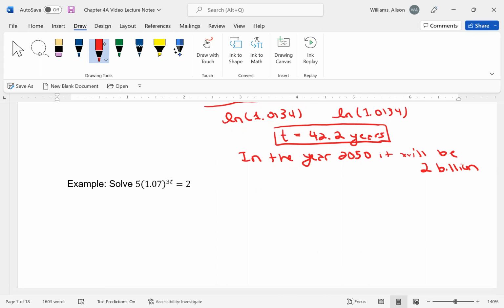Okay, first thing I need to do is isolate the exponential. So I'm going to divide both sides by 5. And 2/5 is actually not a bad decimal, so I'm going to go ahead and just write 0.4. But you can just leave 2/5 if you want, just like we did in our last problem. You can leave it as a fraction and plug it in. Okay, so now I'm going to take the natural log of both sides.